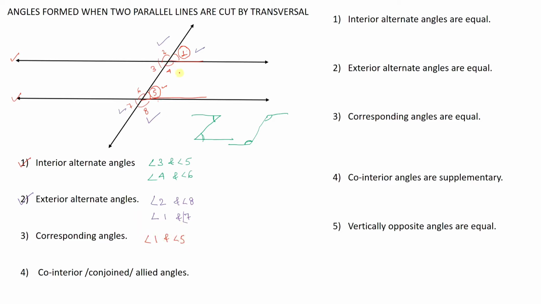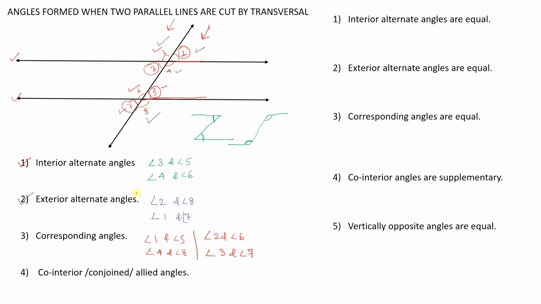Similarly, angle 4 is below this parallel line and angle 8 is below this parallel line. So angle 4 and angle 8 will be corresponding angles. There are two more pairs of corresponding angles. That was the right hand side of the transversal. If I consider the left hand side of the transversal, this angle 2 is above the line and angle 6 is above the line. So angle 2 and angle 6 will be corresponding angles, and similarly angle 3 and angle 7 will be corresponding angles.